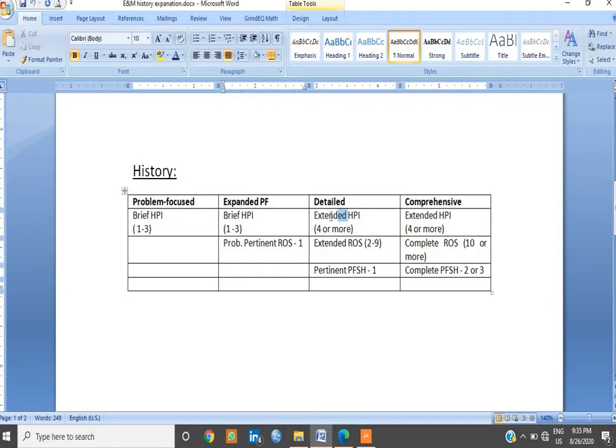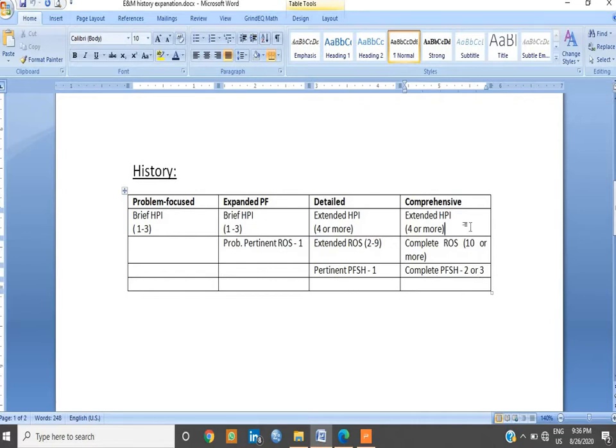With an extended HPI, that is 4 or more HPIs, and an extended ROS, that is review of system, 2 to 9 review of systems, and 1 pertinent PFSH, past, family, social history, then it is known as detailed history. Comprehensive has an extended HPI, that is 4 or more HPIs, a complete review of system, that is 10 or more, and a complete PFSH, that is 2 or 3. Okay, so this is history.